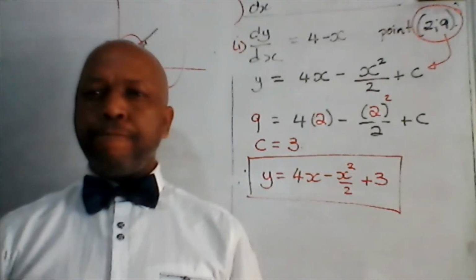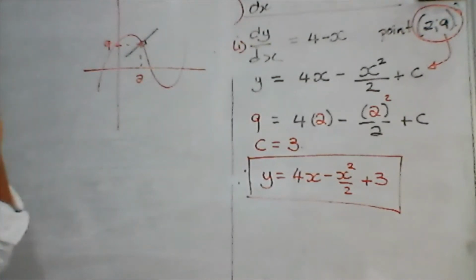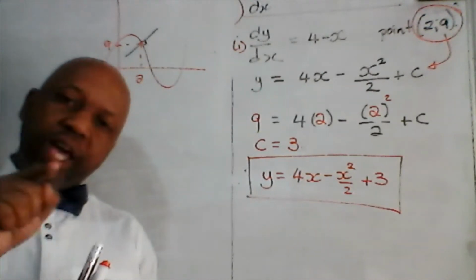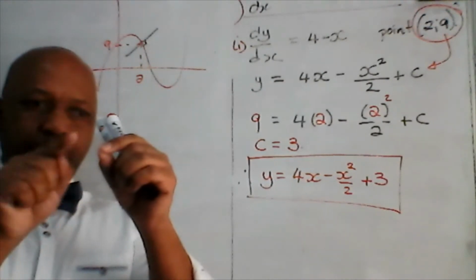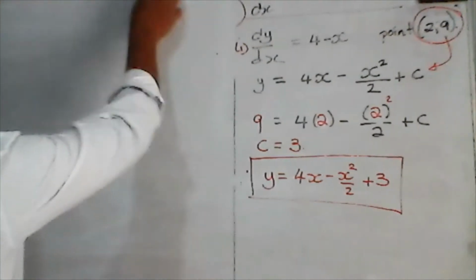Okay? The equation of the normal to the curve at P. You want to find the equation of a line that intercepts the curve at the point P, and where at that point of intersection, they form an angle of 90 degrees. Okay, or they're perpendicular to each other.